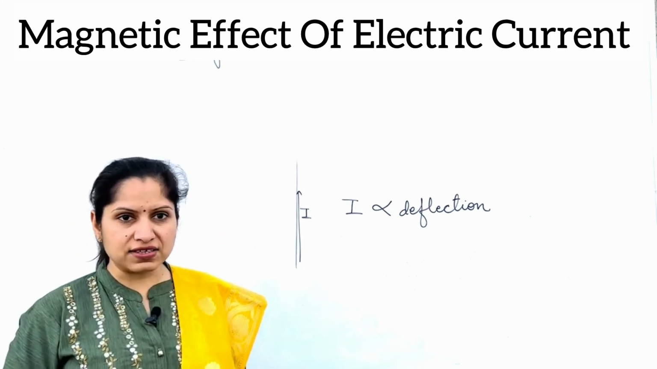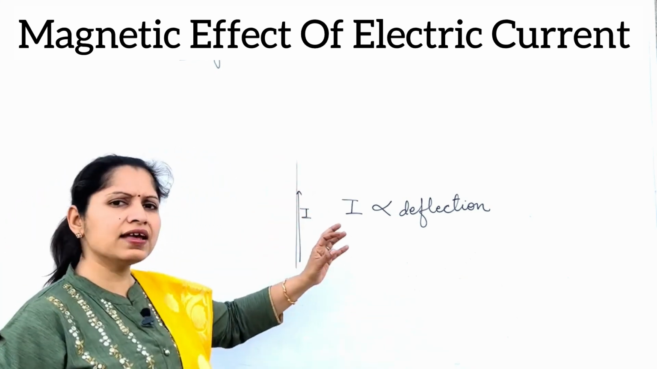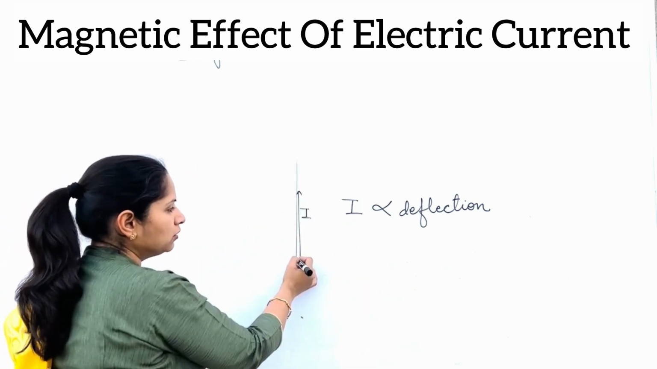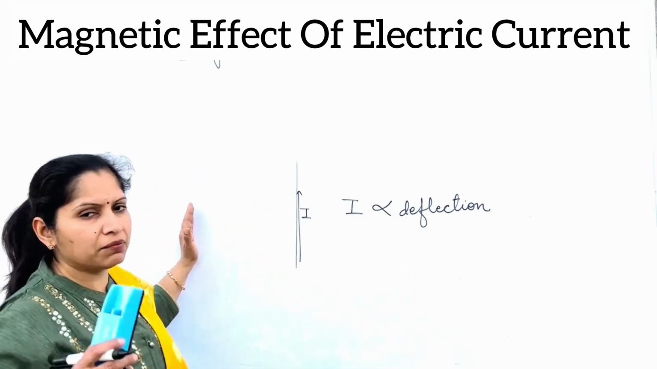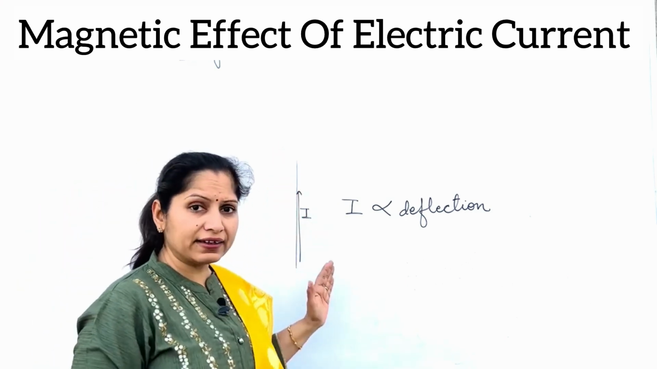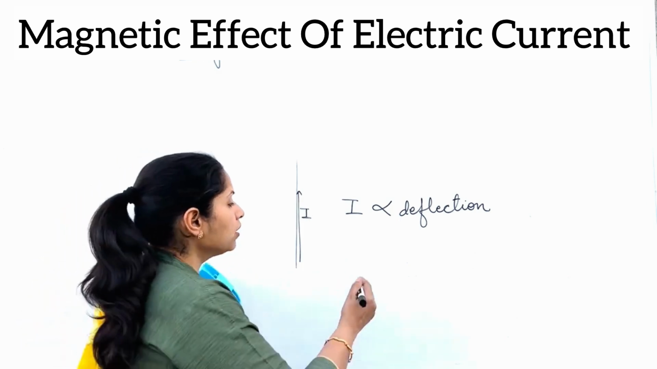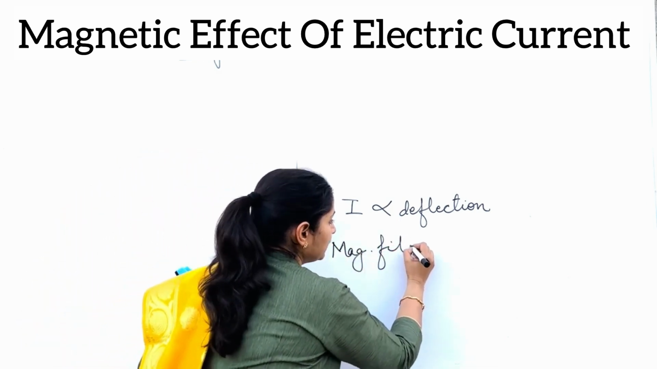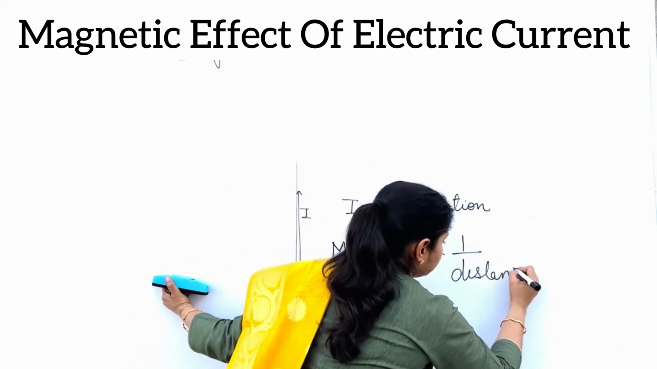Now, the second thing is the distance. That is true for any magnet. Just imagine this current carrying conductor as another magnet. So what will be there? If you bring another magnet near, the magnetic field is more. And as you go away from that magnet, the magnetic field is going to decrease. Similarly, here also, if you have a current carrying conductor, the magnetic field is inversely proportional to the distance from the wire.